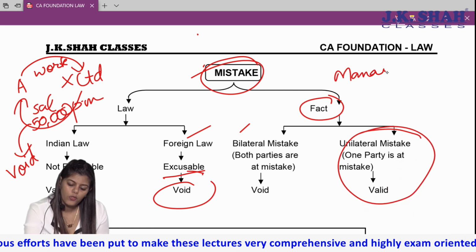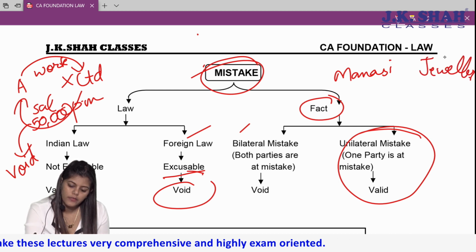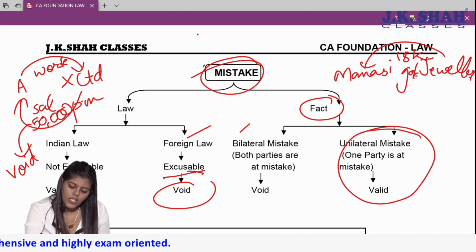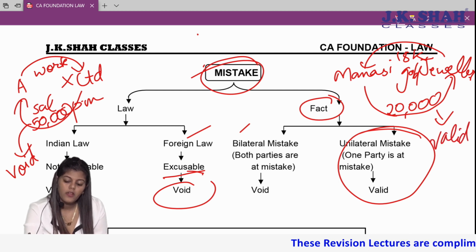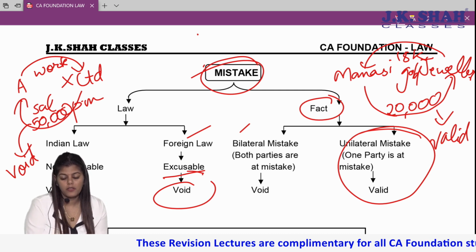Mansi goes to a jeweler and tells the jeweler, give me 18 karat gold. The jeweler gives me 18 karat gold and I pay 20,000 for this gold. Tell me, contract chalega nahi chalega? Chalega. It's perfectly valid.